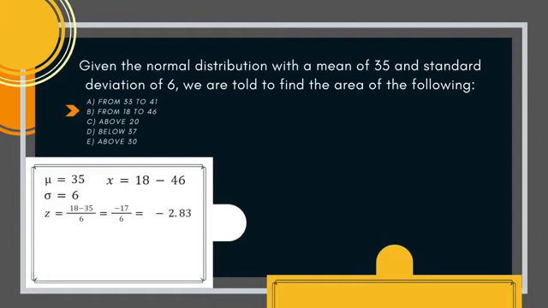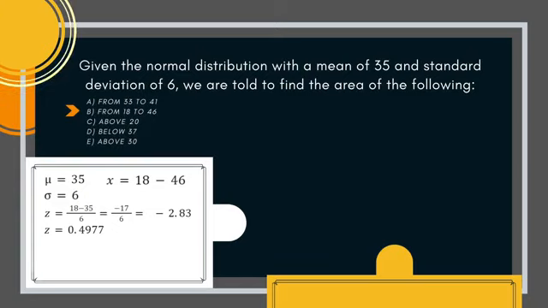z is equal to 18 minus 35 over 6. Simplify the equation by subtracting the terms on the numerator, which will give us negative 17 over 6. Using a calculator, we would be able to know what the fraction's decimal value is, and that would be negative 2.83. So, tingnan natin sa z-score table ang value nito, and makikita natin na ang equivalent nito ay 0.4977.